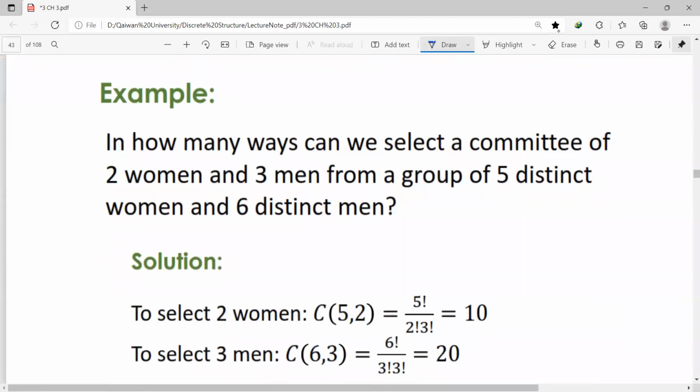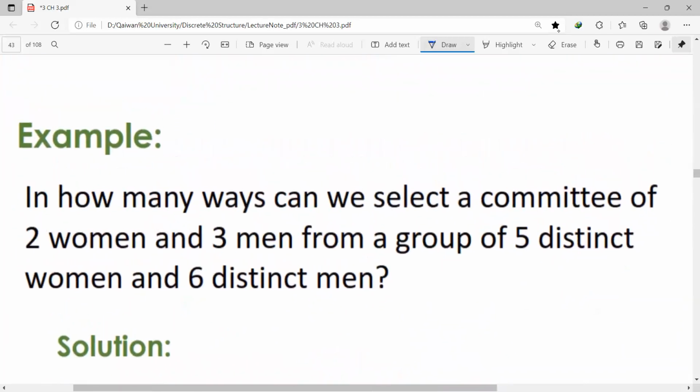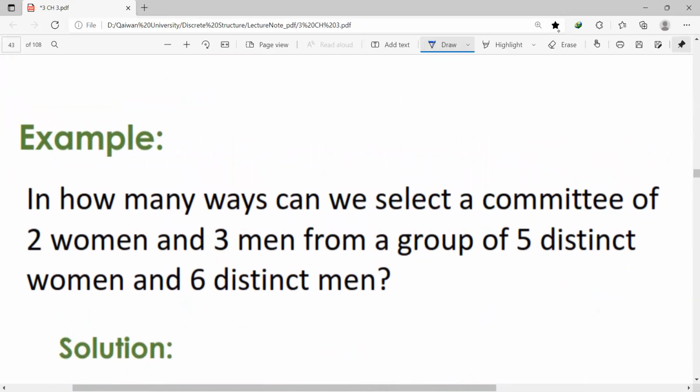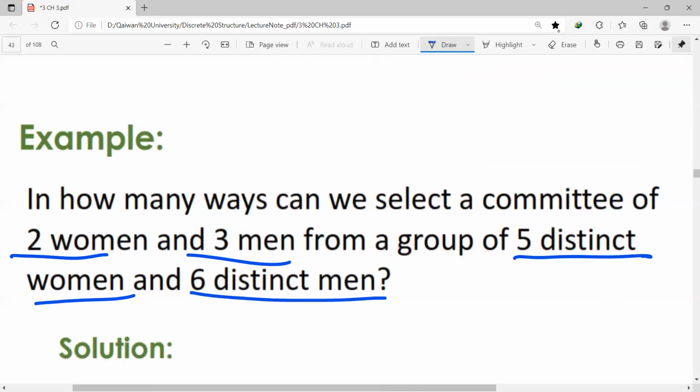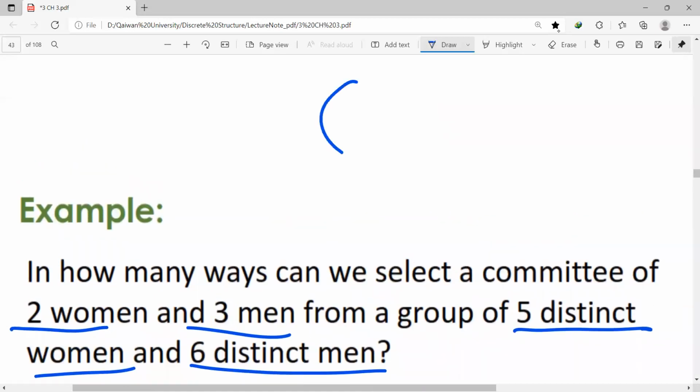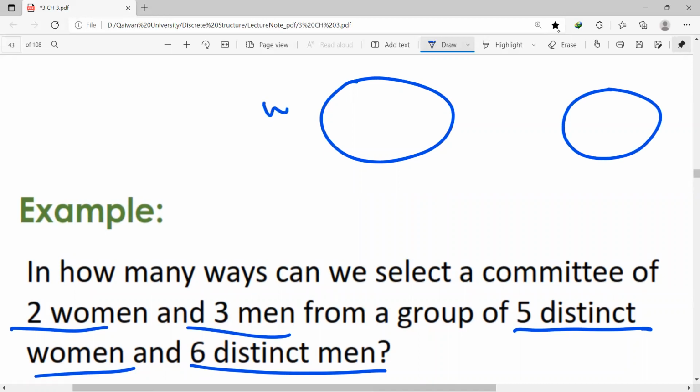We now have another example. It says, in how many ways can you select a committee of 2 women and 3 men from a group of 5 distinct women and 6 distinct men? Now we have 2 groups. From these 2 groups, we want to make a committee. We have 2 groups, group of women and group of men. Women. And here we have men group.